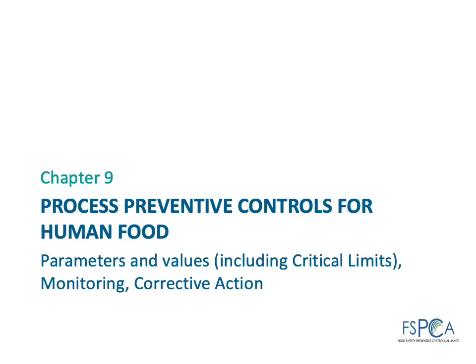Chapter 9. Process Preventive Controls for Human Food. Parameters and Values, including Critical Limits, Monitoring, Corrective Action.